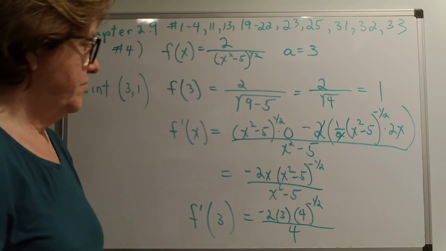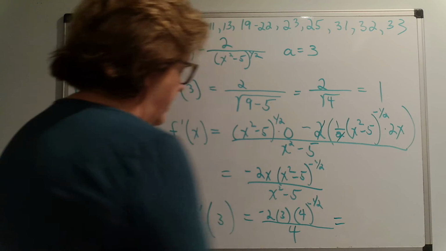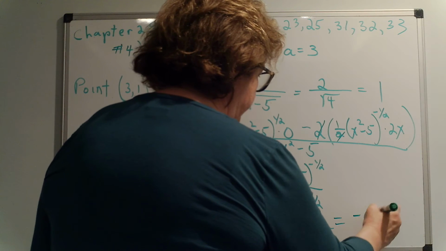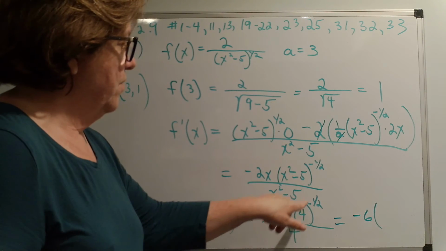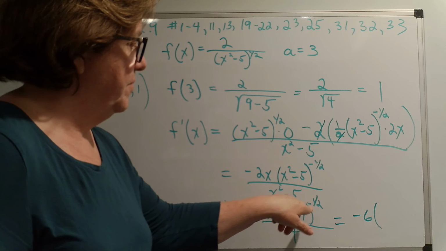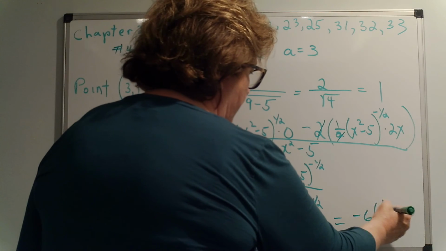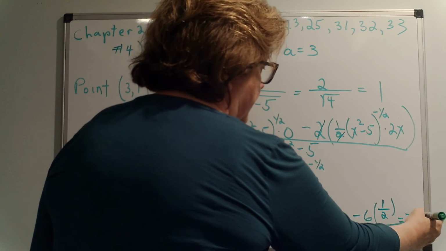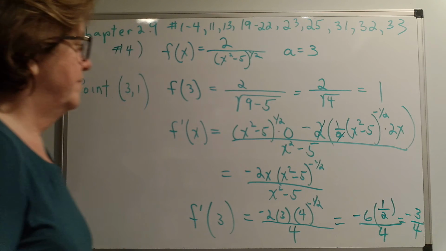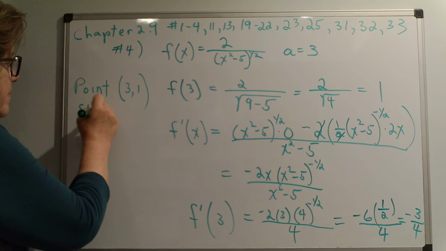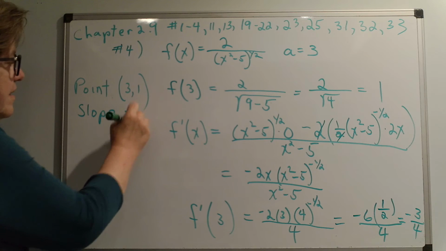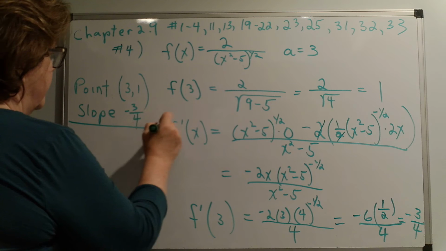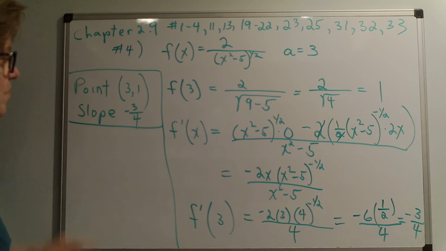Okay. So now what is that going to be? That's going to be negative 2 times 3 is negative 6. This is 4 to the negative 1/2. So it's going to be 1 over the square root of 4, which is 1/2, over 4. So we're going to wind up with negative 3/4. So our slope is negative 3/4. We have a slope and a point.